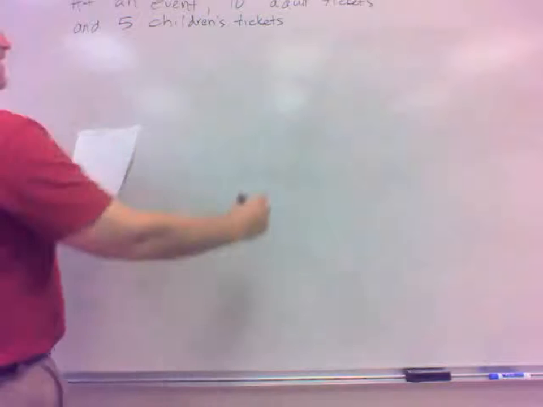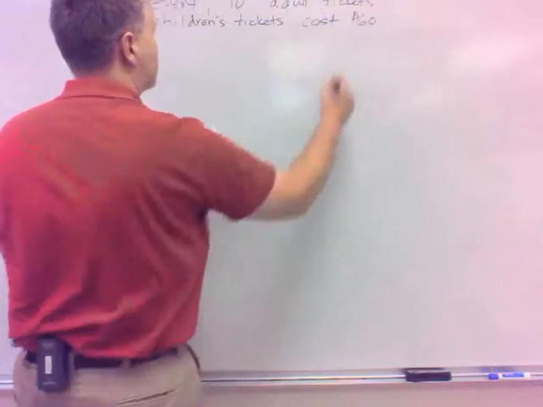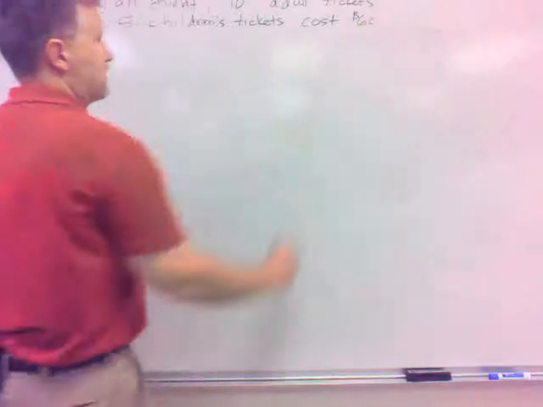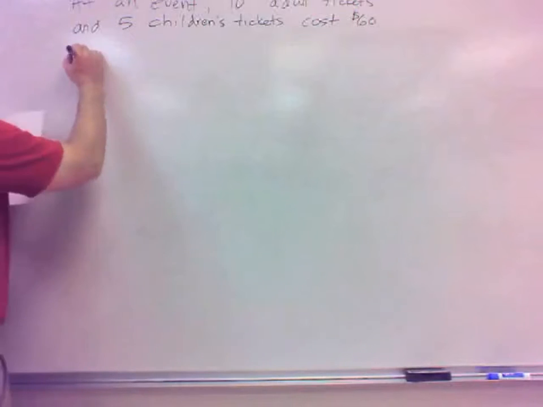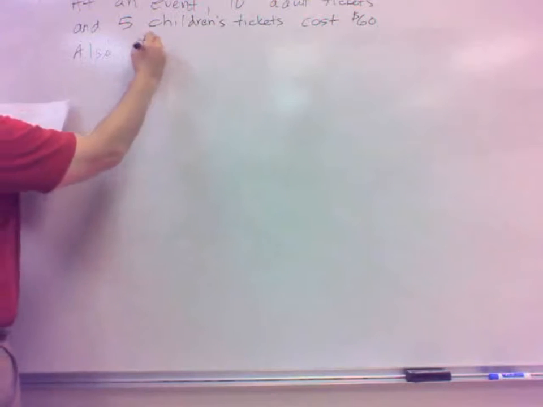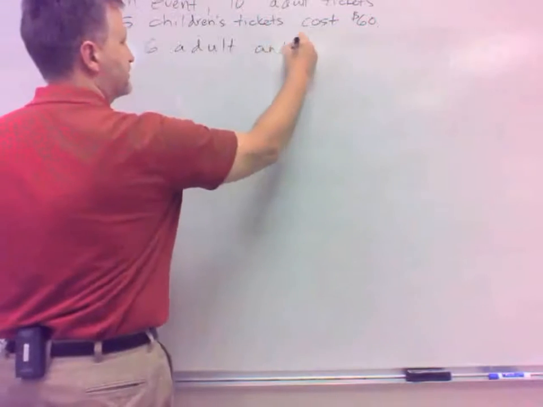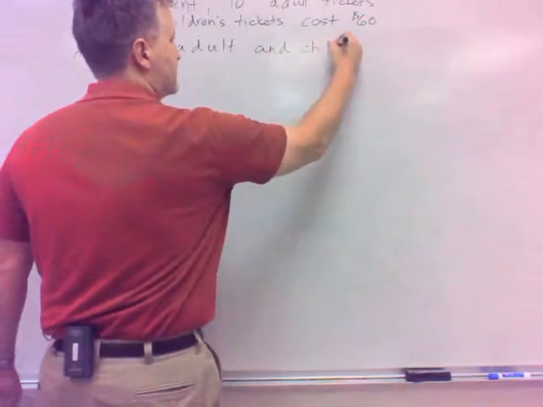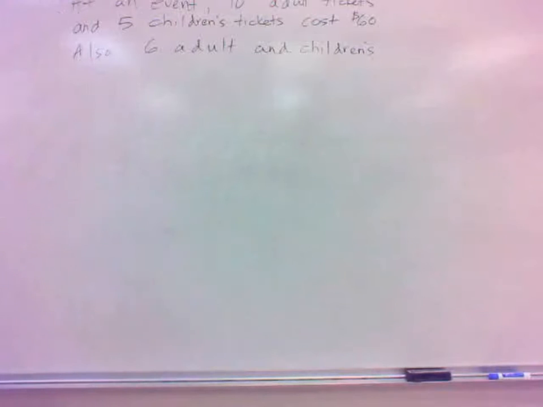And that was going to cost $60 altogether. About 10 adult and 5 children. And we know that's $60. Also, we know 6 adult and 8 children's tickets cost $51.